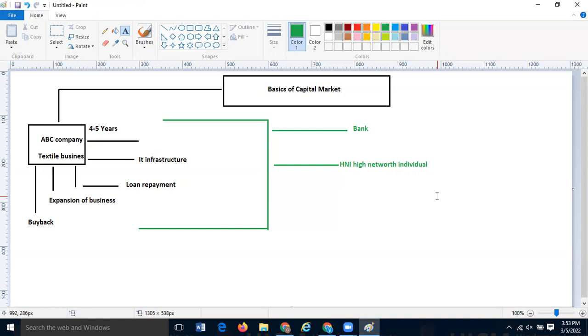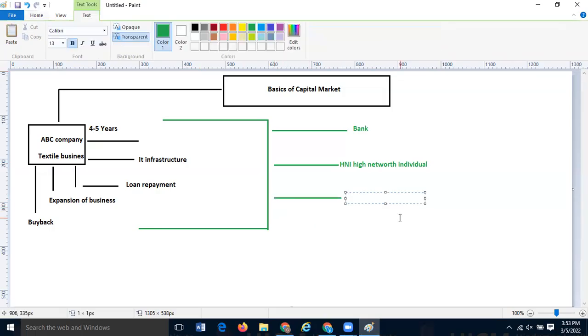So we saw two options. There are some pension funds also which give money to good companies. These pension funds, you have some pension plans.